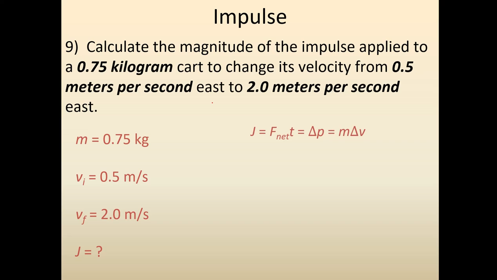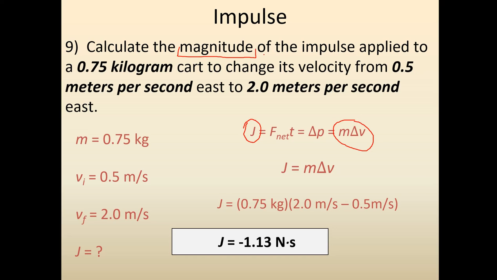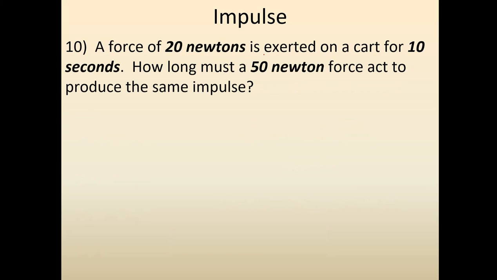So again, from the equation, it's very clear that I'm going to use the J and the M delta V and set them equal to each other. So plugging in my numbers, I end up getting that my impulse is negative 1.13 Newton seconds. Once again, I actually could have just dropped the negative since it tells me the magnitude, but sometimes it's nice to include that. All right, here's the next question. Pause the video, work it yourself, and we'll go over it in a second.